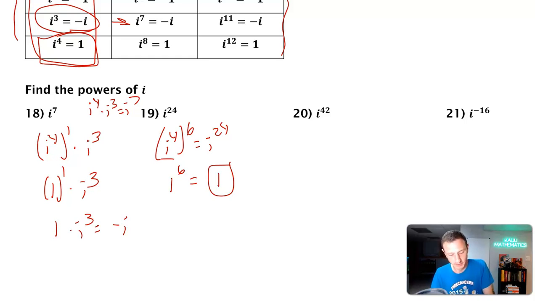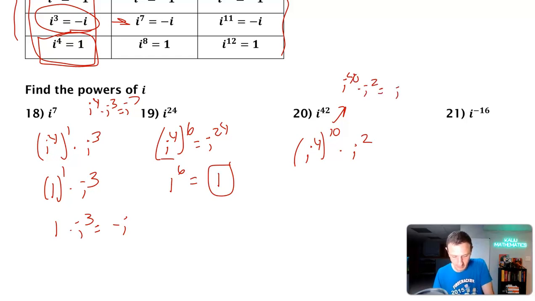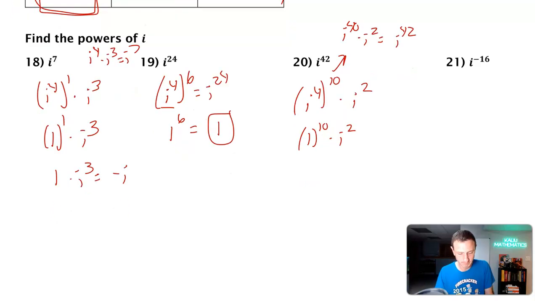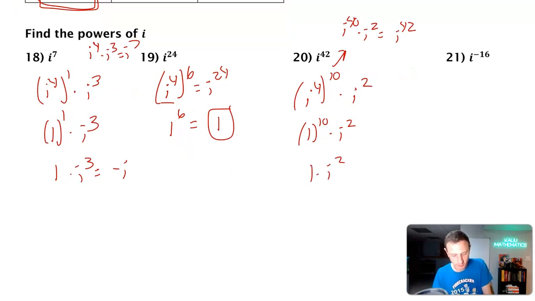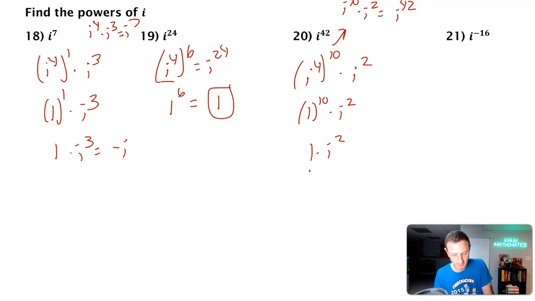i to the 42nd. So 4 goes into 42 how many times? 10 times. So that's i to the 4th raised to the 10th. And how many are left over? 4 times 10 is 40. So how do I get to 42? I add 2. So this is i squared now. And if you backtrack it, i to the 4th to the 10th is i to the 40 times i to the 2nd, i to the 42nd, because 40 plus 2 is 42. Okay. So then i to the 4th is 1. So this is 1 to the 10th times i squared. 1 to the 10th is 1 times i squared. i squared is -1. So this is 1 times -1, which is -1.